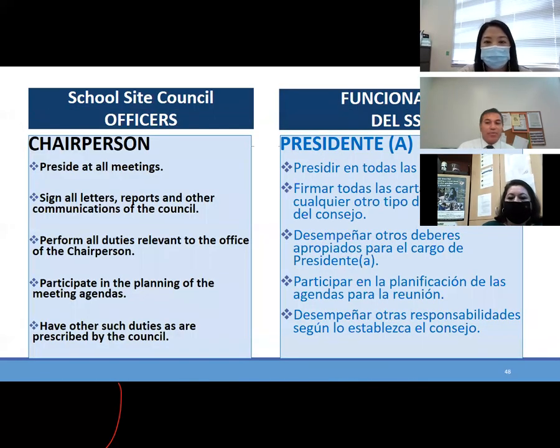And again, just like at ELAC, we have a SSC chairperson who runs the meetings, who signs the letters, who signs everything else. They are in charge of the meetings. They also vote with everyone else as well. And on SSC, everyone has 1 vote. So everyone has a chance to share their opinion.